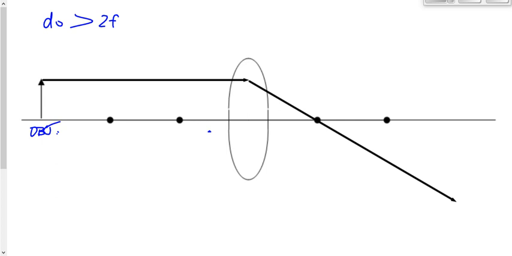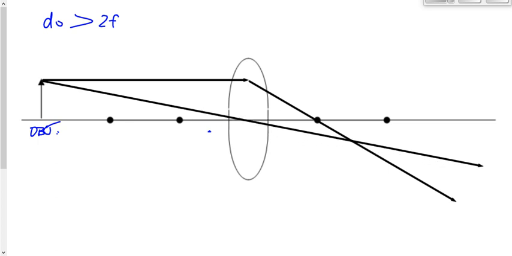Where am I going to draw it? From the top of the object down through the center, right? We call it the optical center of the lens. When we do that, we find that those two rays converge over here. We draw our image from the principal axis down to where they converge.